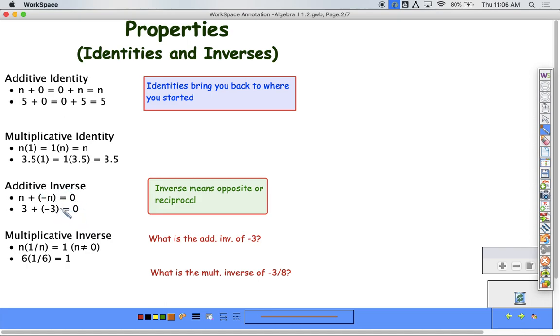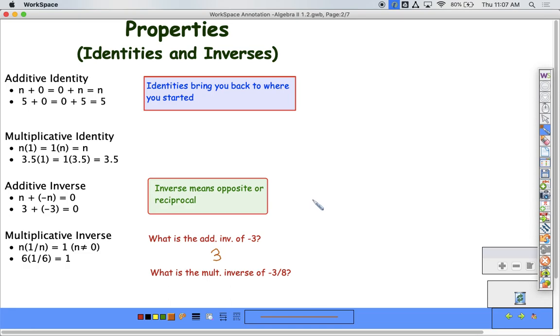For an additive inverse, it's what you add to the number to get to 0. An additive inverse is always just the opposite sign. Anything plus its opposite sign number gets you to 0. So n plus negative n is 0. 3 plus negative 3 is 0. If you have negative 3, you would add 3 to get 0. So I guess I kind of gave away this answer. So what's the additive inverse of negative 3? What's the opposite of 3? Positive 3. That's the additive inverse.